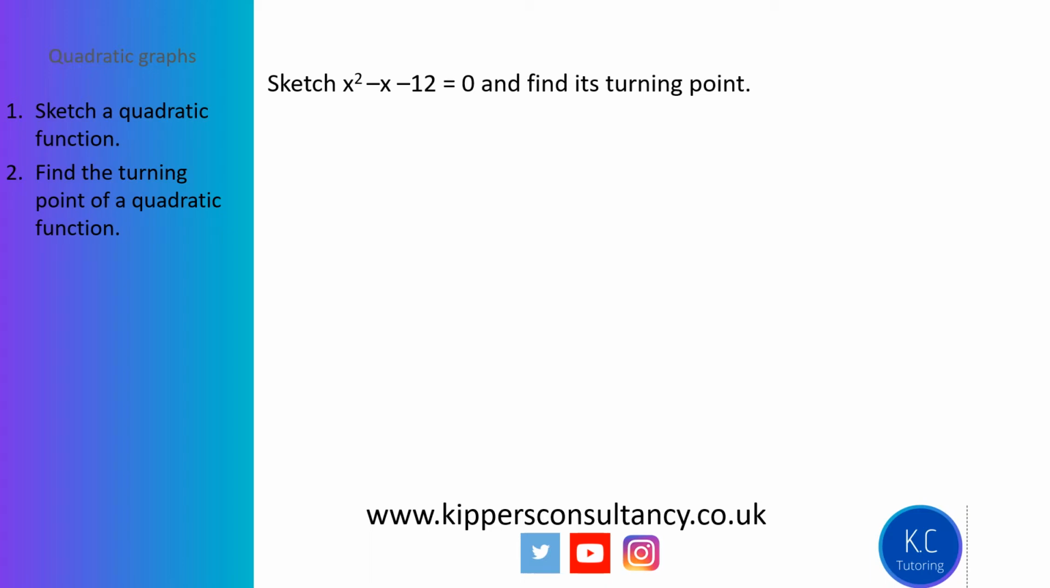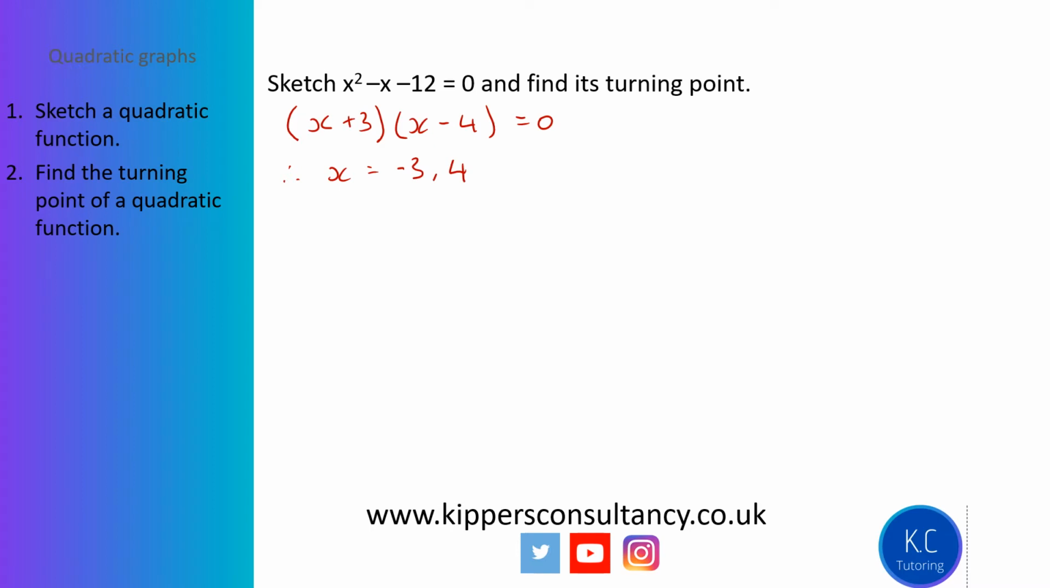To be able to sketch the function, first of all, we need to solve the quadratic function. To see how this is done in detail, please see my previous video by following the link below. When we solve x squared minus x minus 12 equals 0, we end up with x plus 3, x minus 4 equals 0. This gives us x equals minus 3 and 4.